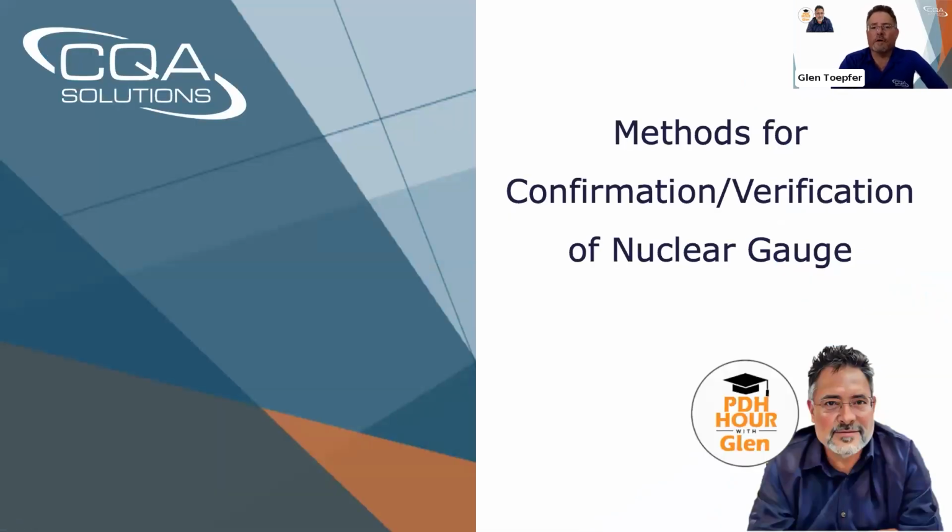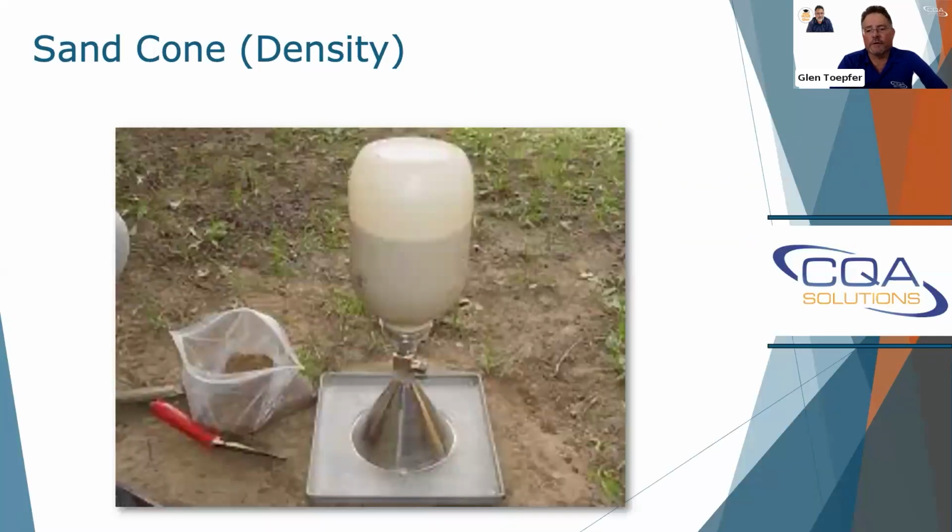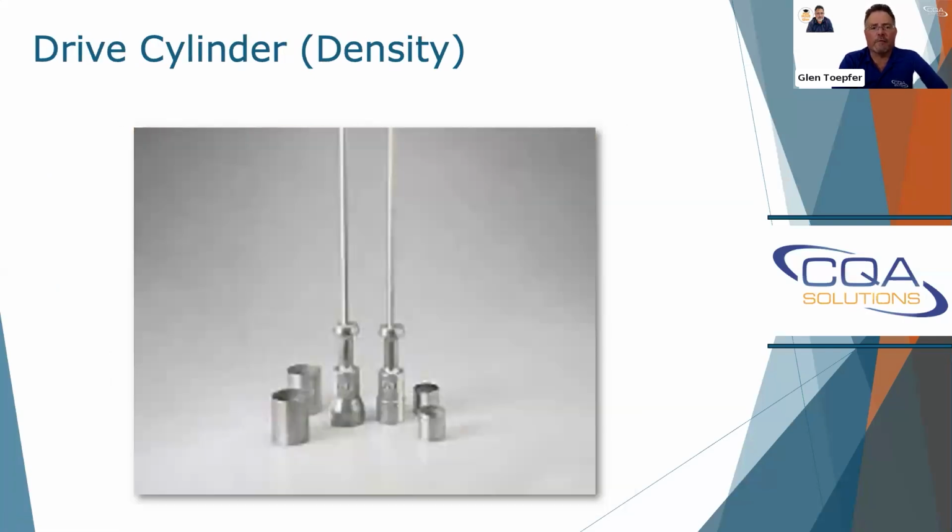Methods for verification, I'm just briefly going to touch on these. Sand cone is a density where you have a sand of a known density. It fills a hole, gives you your volume of the hole, and you weigh the soil you excavated out. You can do the conversion for density, but you need to do a separate moisture. Same thing with a drive cylinder. You have a cylinder, you pound it. It's a known volume. You get your density there, but you still need to do your moisture calculation separately.